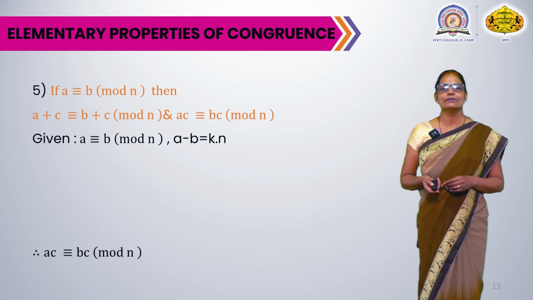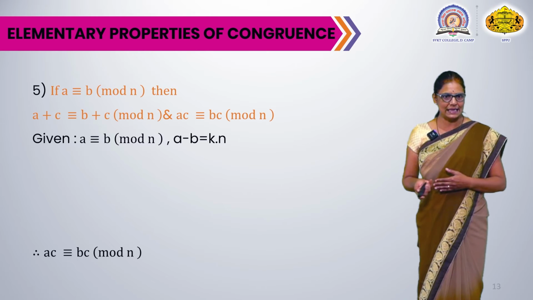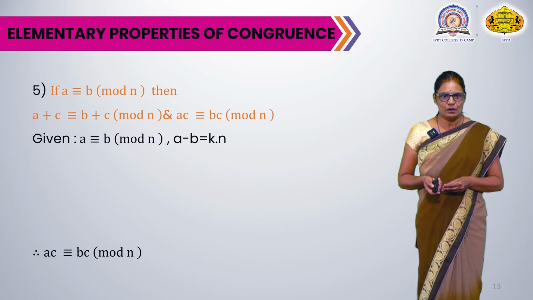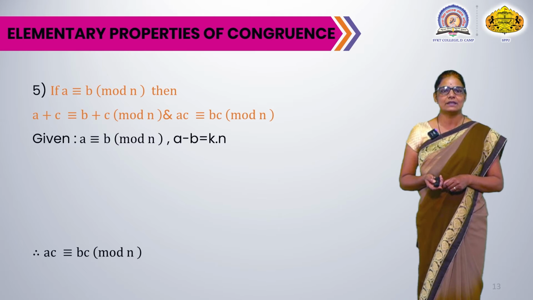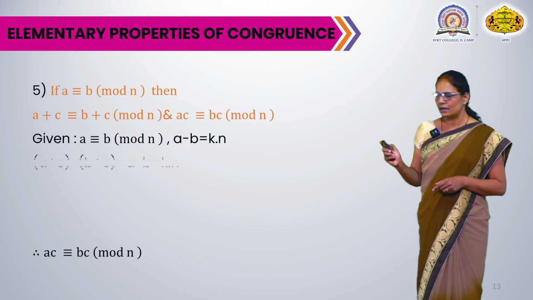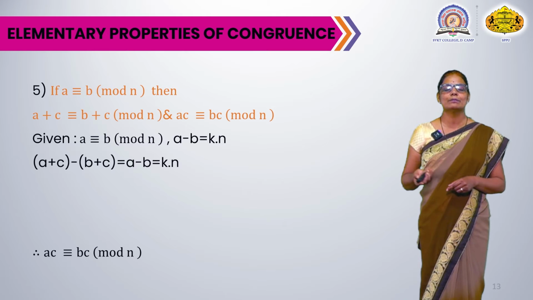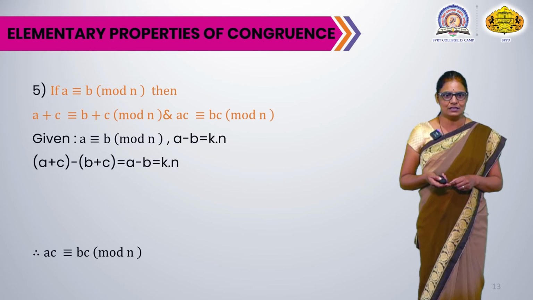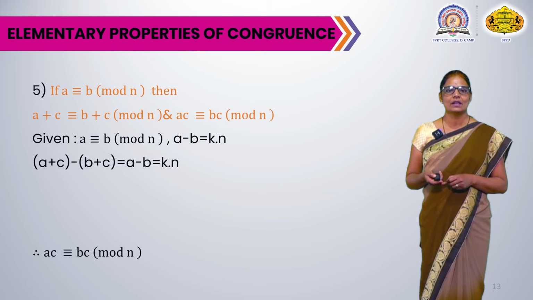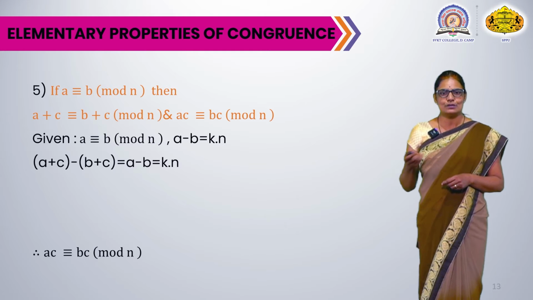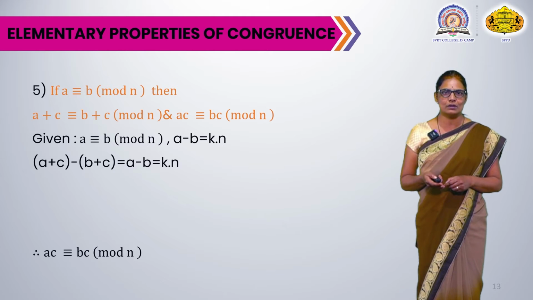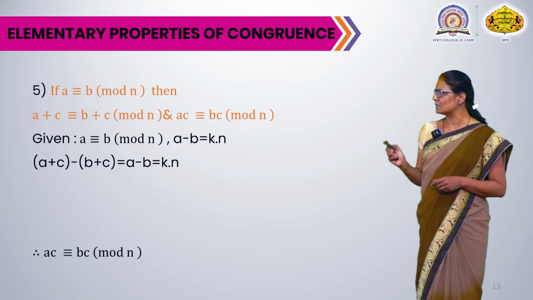By definition, the difference A minus B equals K times N, where K is some integer. Now first we take the difference of these two, (A plus C) minus (B plus C). If we open the bracket, C gets cancelled, so A minus B remains. By the above hypothesis, A minus B can be written as K times N. So the difference is K times N, and by the definition of congruence, A plus C is congruent to B plus C modulo N. So it proves the first result.